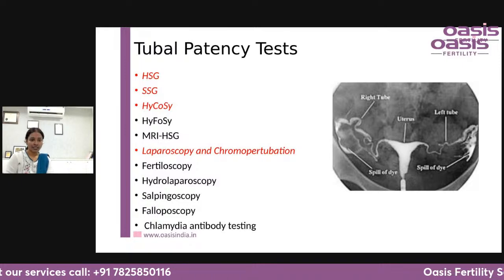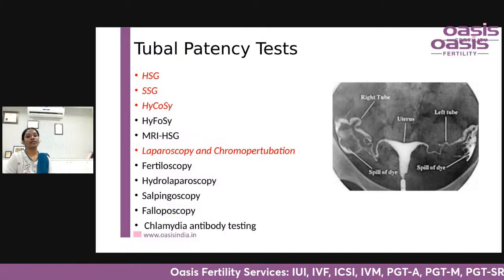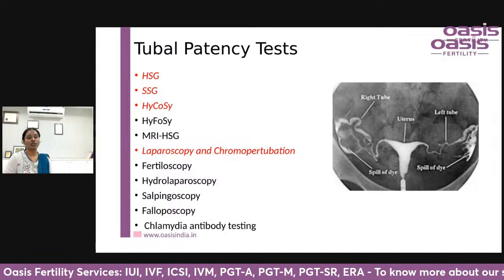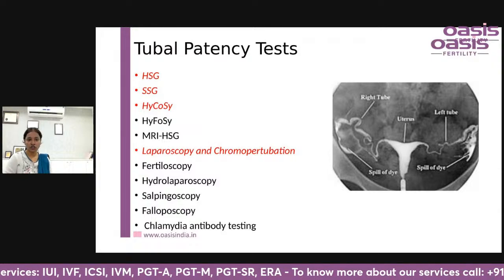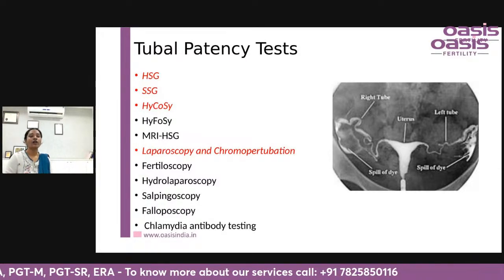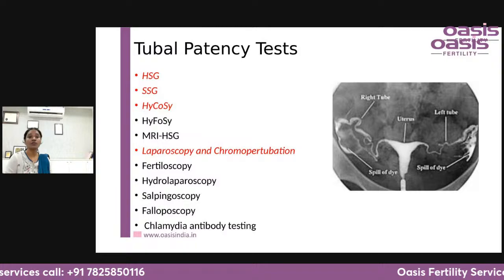The next basic test is tubal patency testing. To understand if there are any fallopian tubal blockages, tubal patency tests help us. There are many on the list, but what is commonly done is HSG or SSG, or a laparoscopy and dye procedure. An X-ray test like HSG is a very commonly done test to identify if there are any blockages in the fallopian tubes.